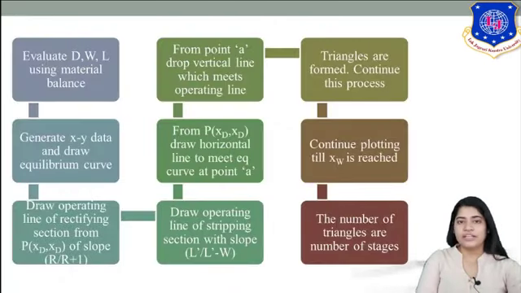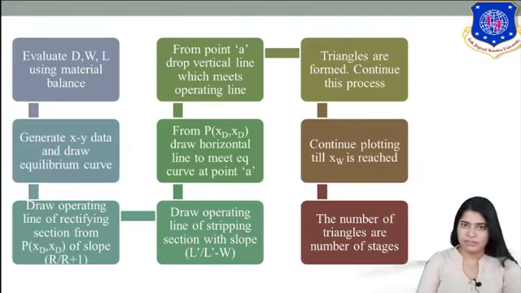The last step is that the number of triangles obtained here suggests the number of stages or plates which are required. So this was the process of obtaining the number of stages. It is a graphical method, and your whole calculation is done based on the graph only.